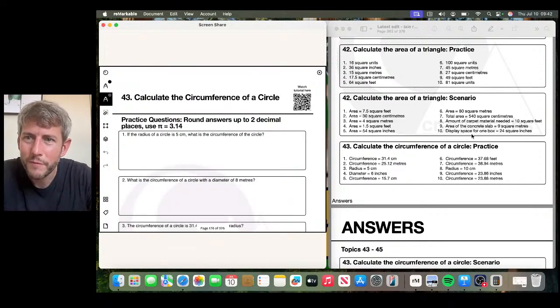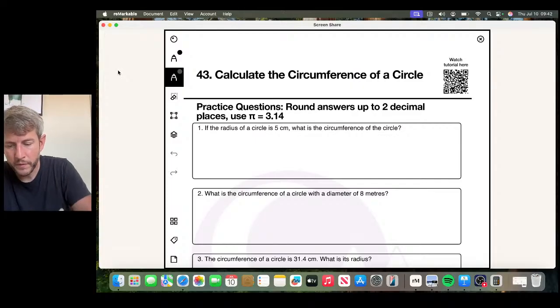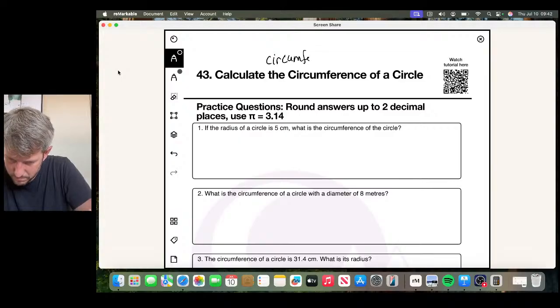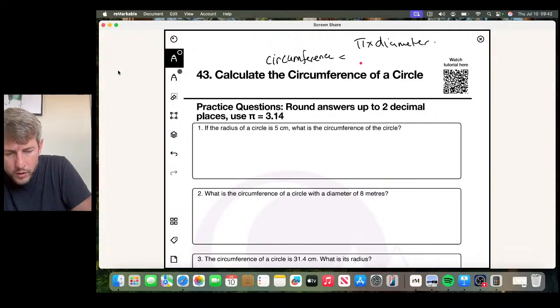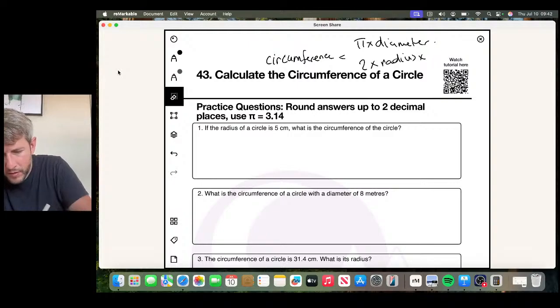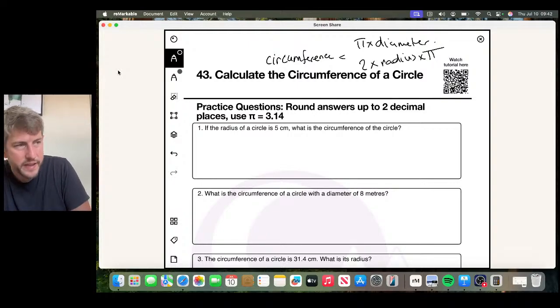Right, so, circumference. Right, we're definitely going to need our calculator for this. Okay, so, the circumference of a circle is given by the formula circumference equals pi times diameter or 2 times radius times pi. Okay. And in functional skills, they always get you to use that pi is 3.14, so we've just got to remember that. So here we go.